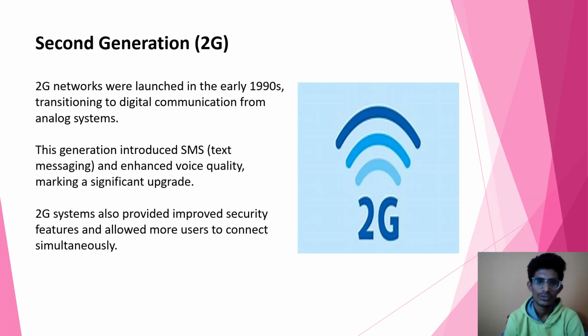2G networks were launched in the early 1990s, transitioning to digital communication from analog systems. This generation introduced SMS text messages. In 1G we were only talking one after another, with no text messages, just voice. In 2G they enhanced the voice quality with a significant upgrade.